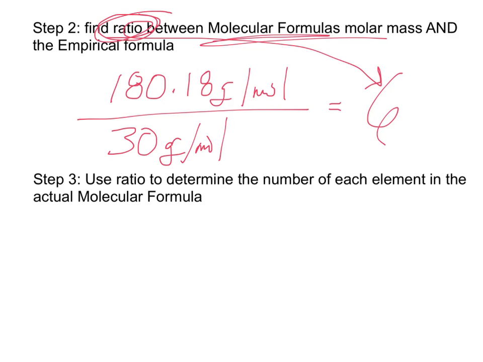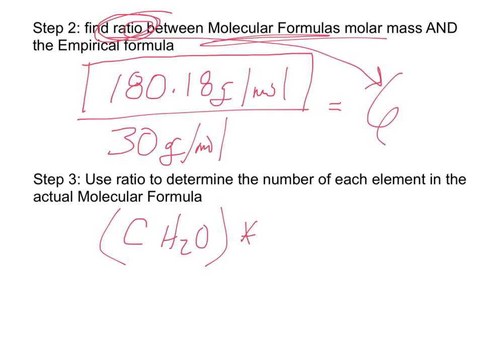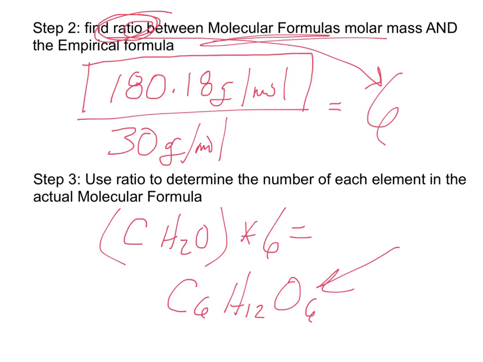So the empirical formula was the simplest number reduced down. The molecular formula is the amount that's actually there and how much it weighs. So then to determine my molecular formula, I would say I've got my empirical formula, CH2O, which I then need to multiply by the ratio of 6, which is going to give me C6H12O6. And that is my molecular formula, which just also happens to be glucose.